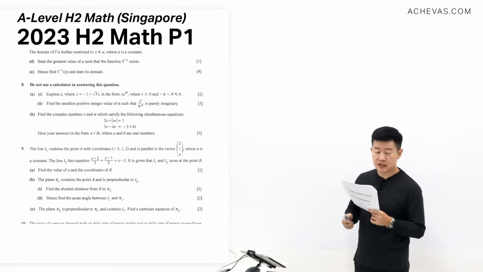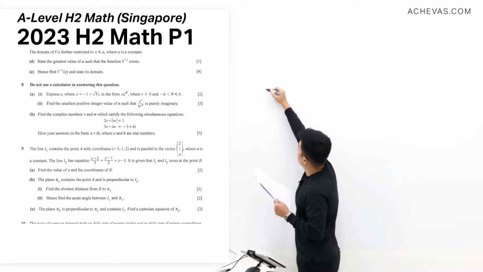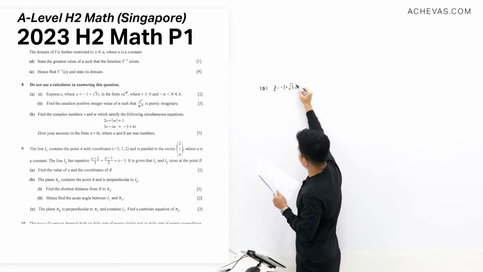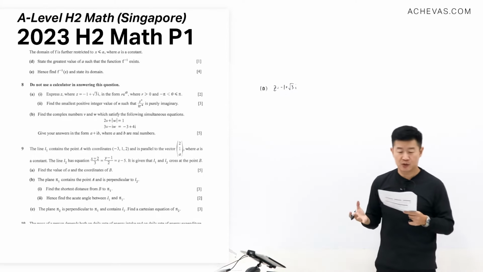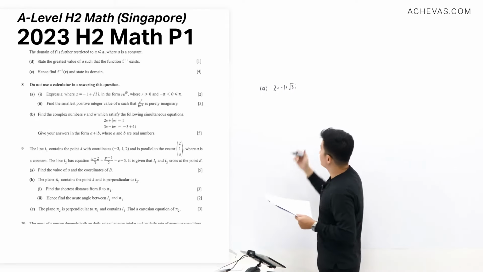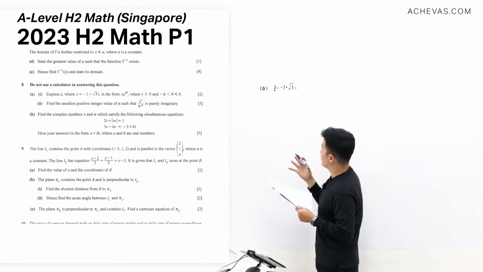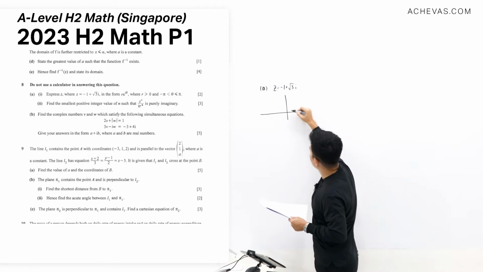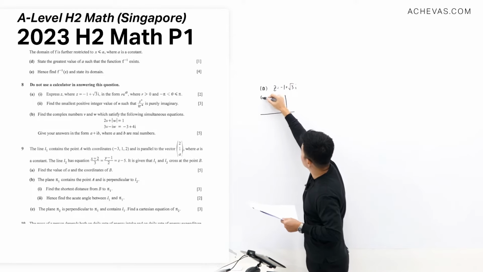Okay, let's take a look at question number 8. And in part A of question number 8, we are given z to be equal to -1 plus square root of 3i. And we are required to convert this into the Euler form. And I think the first thing that we should definitely do is to try to draw a point on the Argand diagram that represents this. And that point will have a coordinate of -1 and square root of 3.